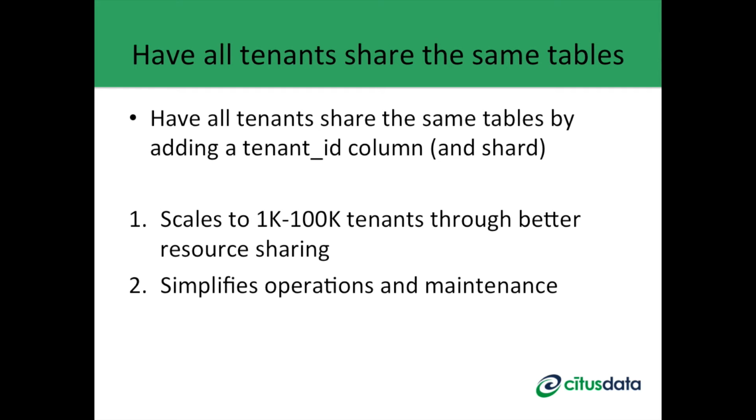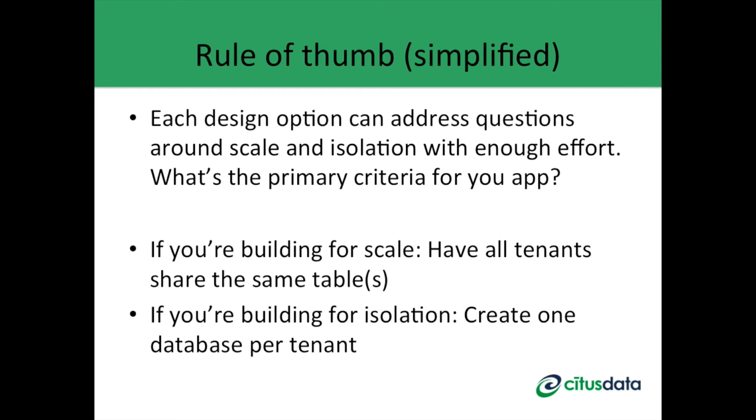So how do you pick between these three design patterns? The truth is, each one of these three design options, with enough effort, can address questions around scale, data that varies across tenants, and isolation. The decision depends on the primary dimension you're building and/or optimizing for. A simple rule of thumb is, if you're building for scale, have all the tenants share the same tables. If you're building for isolation, create a separate database for each tenant. And in the following, I'll focus on the scaling dimension, as we found that more users who talked to us had questions in that area.